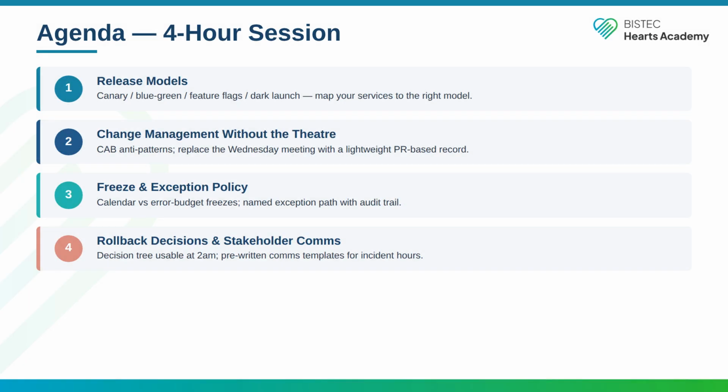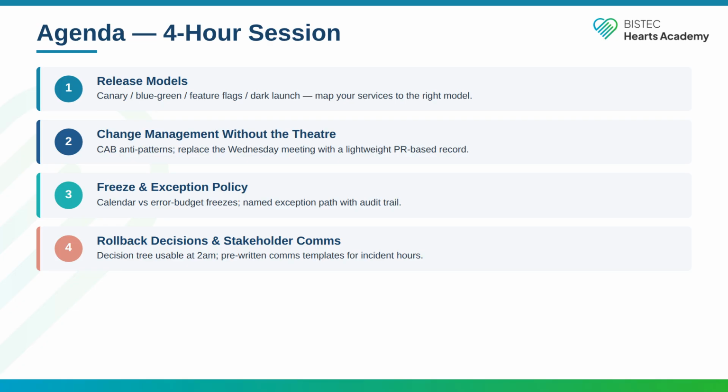Here is how the 4 hours are structured. Hour 1 establishes the release model vocabulary. 4 models: canary, blue-green, feature flags, and dark launch, and a tier-to-model map that tells you which service gets which model by default. Without a default, you argue about release process on every single change. With a default, you only argue about exceptions.